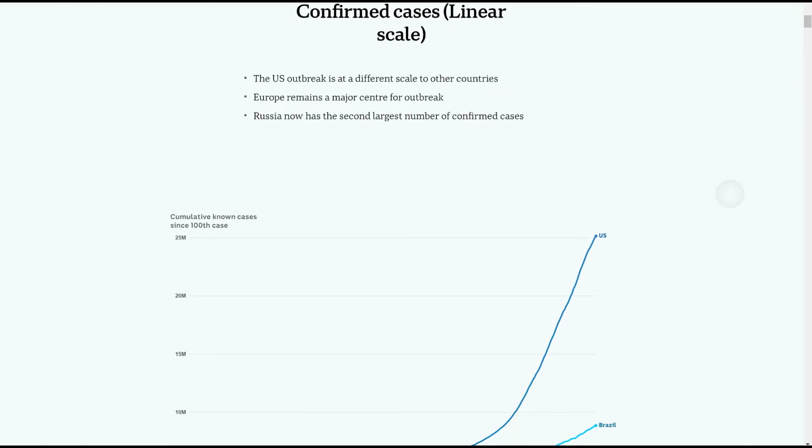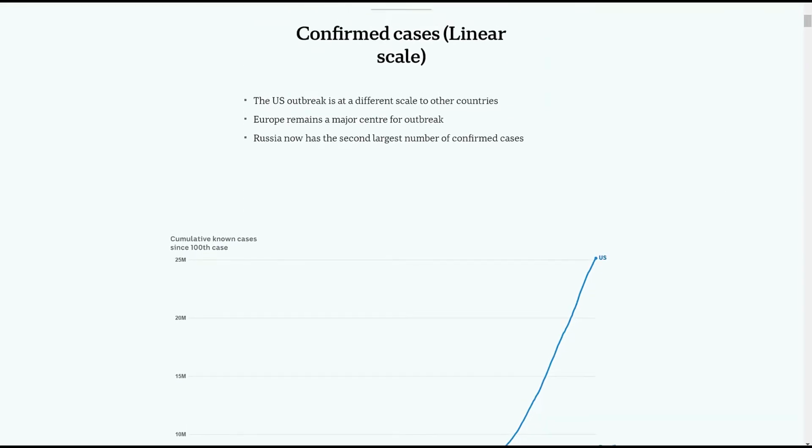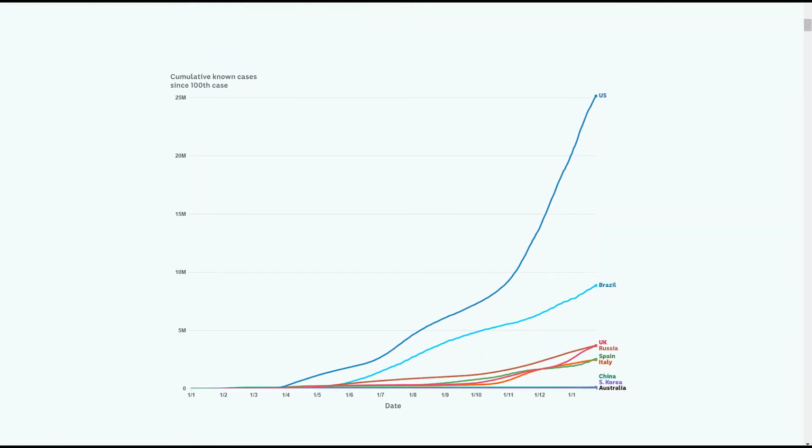And here, this first graph I'm going to show you is the number of confirmed cases by country on a linear scale. Okay, so that's the scale we're familiar with. What I mean by that is, if we look here on the vertical axis, the scale goes up in a linear fashion, in that each unit we're adding on: plus 5 million, plus 5 million, plus 5 million, plus 5 million, plus 5 million.